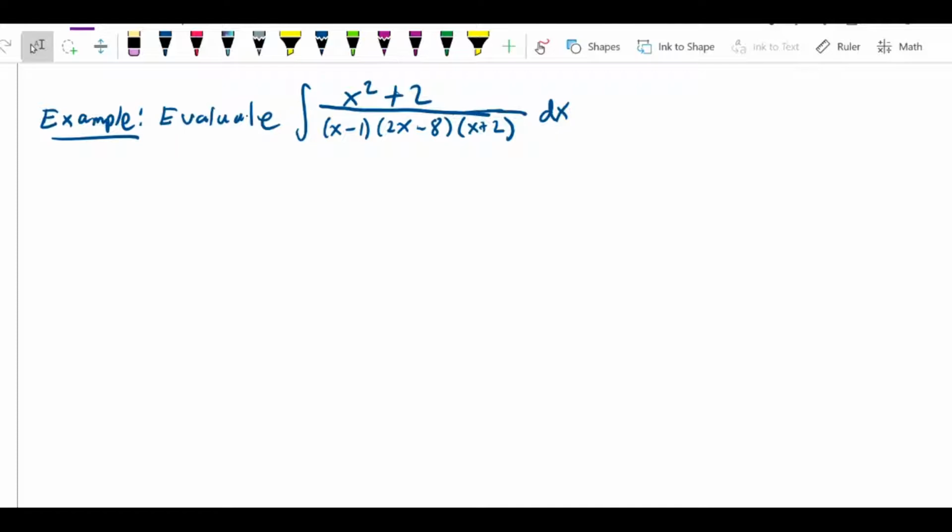So we don't have to factor anything in the denominator. We're already given the product of three linear factors. So we just need to set this up in accordance with the rules. So what we know is that we put a constant over each linear factor.